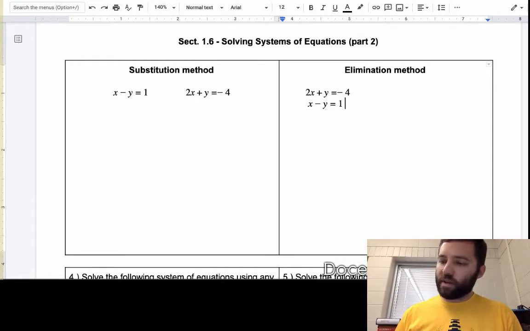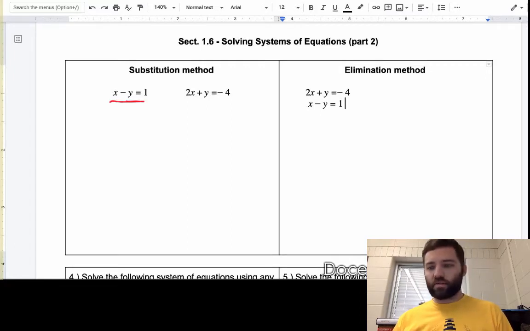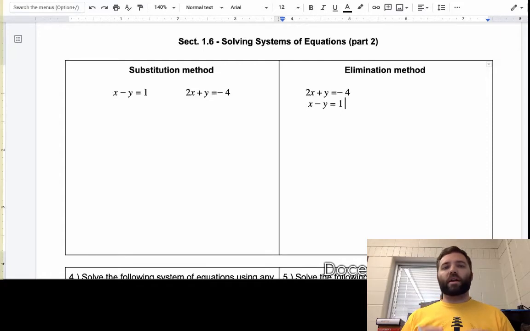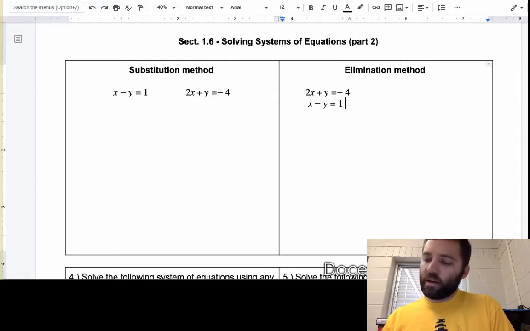So, substitution method, let's talk about that first. This method relies heavily on the notion of equality. So if I say that x and y are related to 1 in this way, so I set up an equation, right? I set up an equation in this way. If I solve for one variable, then I can take what that variable is equal to and put it into the other equation. So let me show you how to do that.